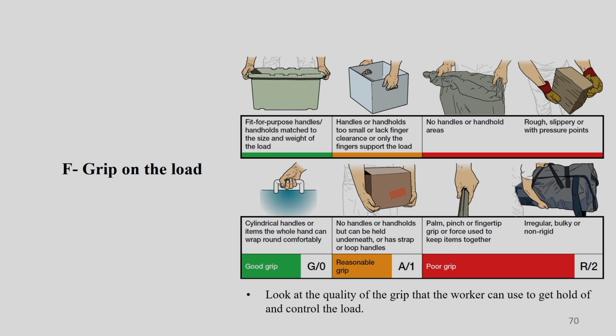So you have a pictorial depiction of such grips also. You can try to match where in your case the grip is, and accordingly you can mark it: good grip, reasonable grip or poor grip. If it is green then 0, if it is reasonable then amber and the value is 1, and if it is poor then it is red and the value is 2.